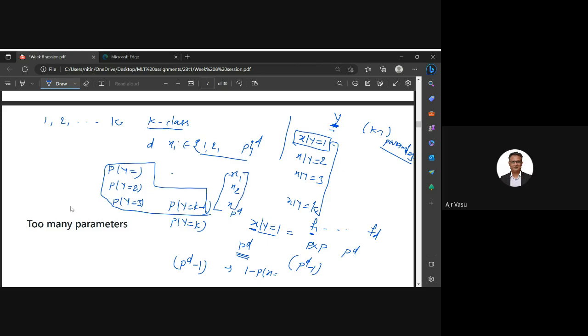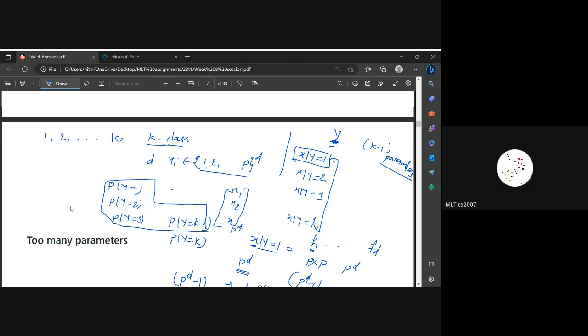If you just simplify it, let's say there are only 2 features and each one can only take 2 values. That we have already seen here.